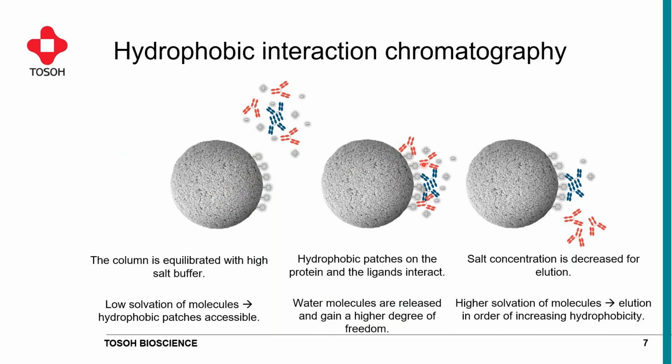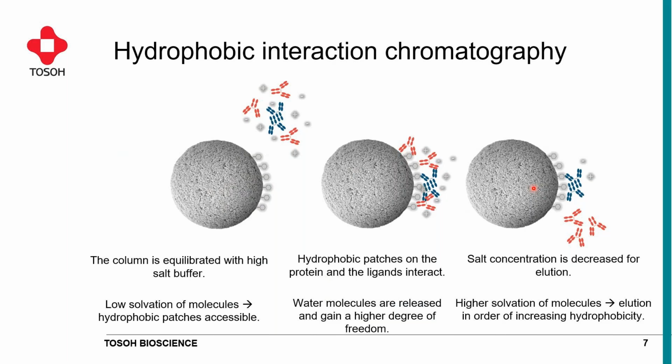Interaction is binding. Now, in order to elute our samples again, we decrease the salt concentration so that we get back the solvation of our molecules. We get a rigid water layer on those, and we don't have access to the hydrophobic parts of the molecule anymore, and they will elute. So in short, we have high salt concentration when applying our sample, and for elution, we reduce our salt concentration.